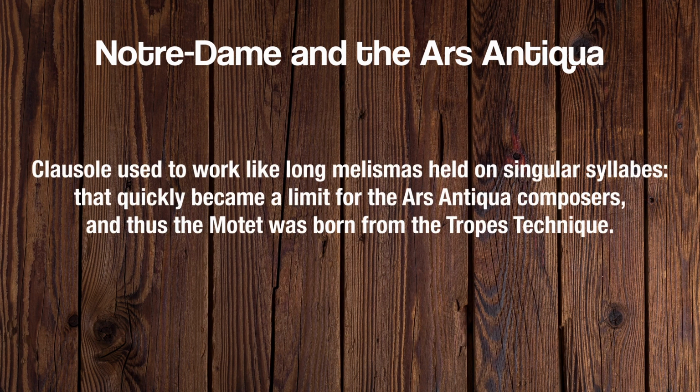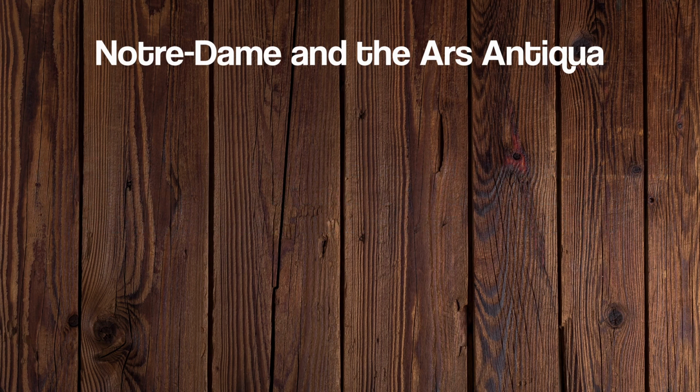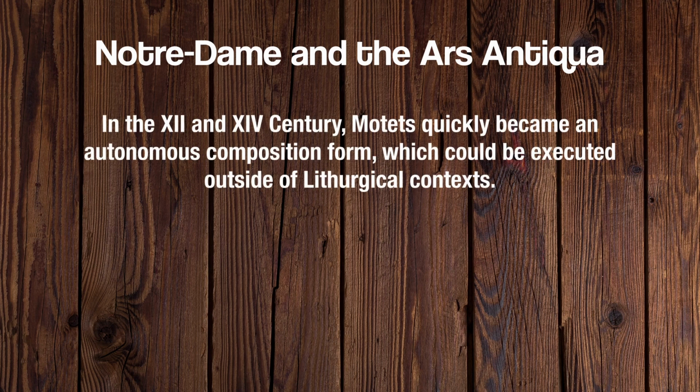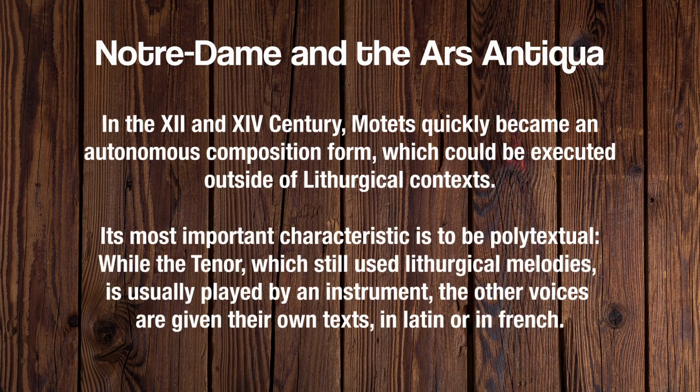Clausulae used to work like long melismas held on single syllables, which quickly became a limit for the Ars Antiqua composers, and thus the motet was born from the tropes technique. Between the 12th and 14th century, motets quickly became an autonomous composition form, which could be executed outside of liturgical contexts. Its most important characteristic is to be polytextual. While the tenor, which still uses liturgical melodies, is usually played by an instrument, the other voices are given their own text in Latin or in French.